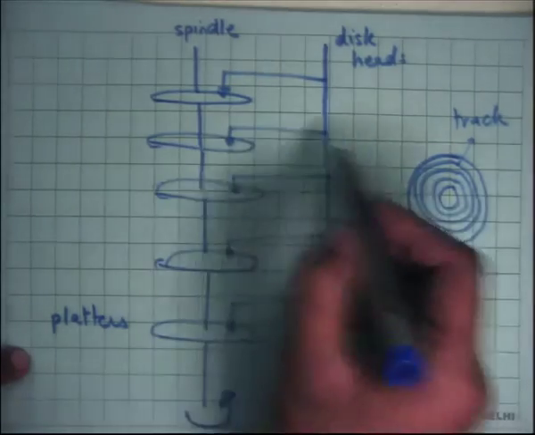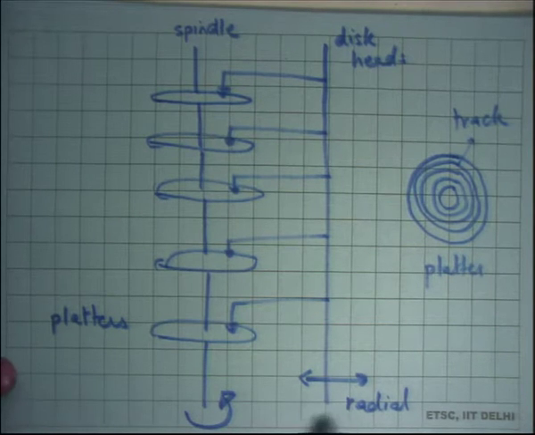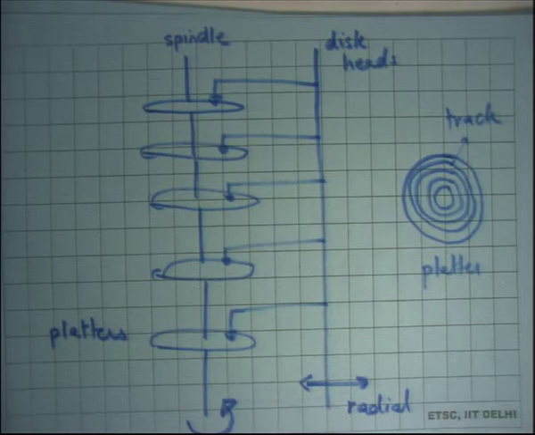So there are two mechanical movements that need to happen for you to access a disk block. The first movement is a radial movement of the disk head itself, and the second movement is the rotational movement, which is usually happening at a continuous speed of the spindle. Both these movements define how long it takes to access a disk block.